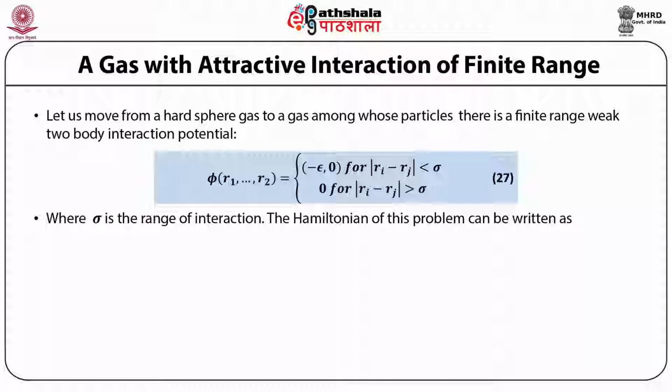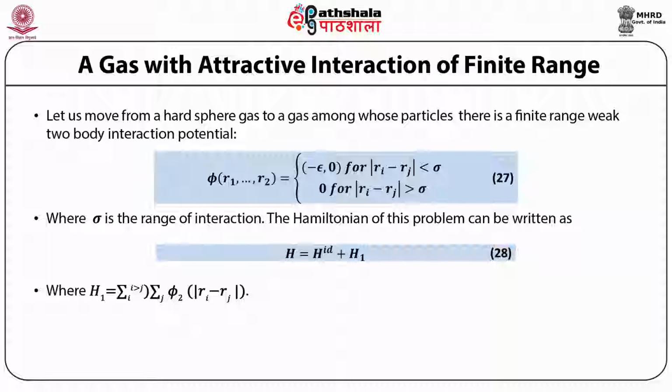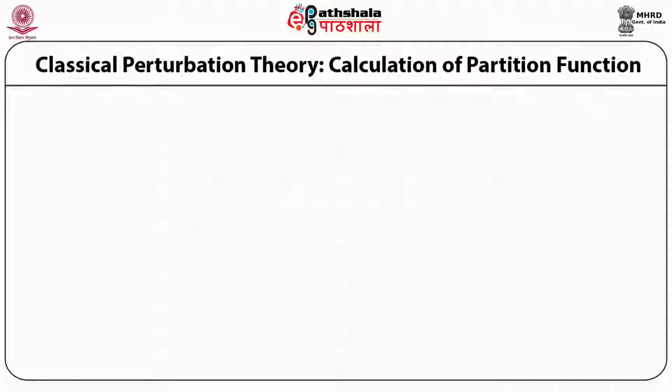The Hamiltonian of this problem can be written as H equal to H ideal plus H1, where H1 is equal to summation over i greater than j of phi 2 as a function of R_i minus R_j. When phi 2 as a function of modulus of R_i minus R_j is equal to 0, the system reduces to an ideal gas. Classical perturbation theory, calculation of partition function.